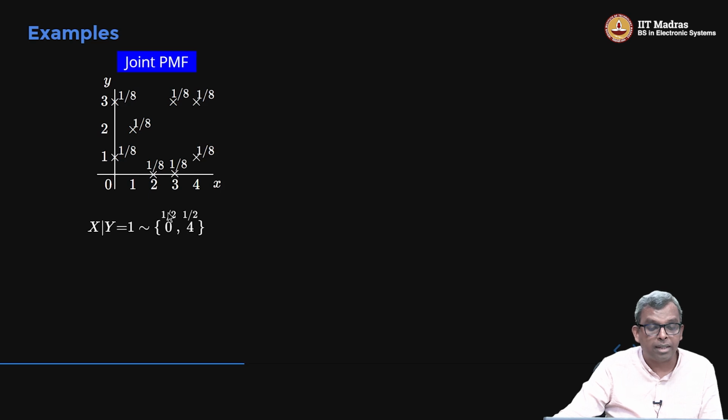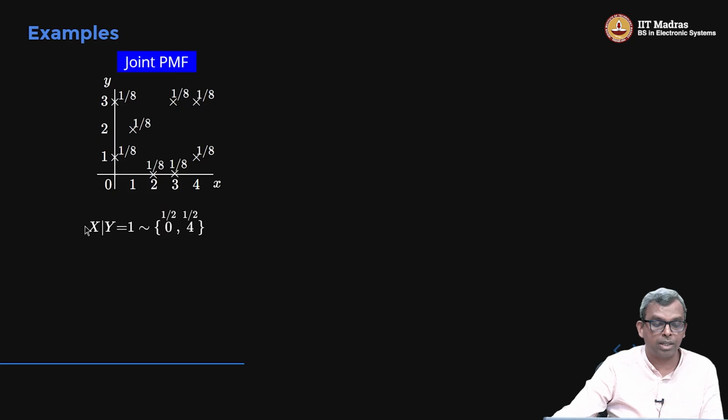But the probabilities here are 1/2, 1/2. Remember, it's not 1/8, 1/8. A lot of people get confused. They think the conditional distribution is 1/8, 1/8, but that is not valid, right? It doesn't add up to 1. Given y equals 1, these two have to be normalized. So you take 1/8 and divide by the sum, 1/4, and it becomes 1/2. So you get 1/2 for 0 and 1/2 for 4.